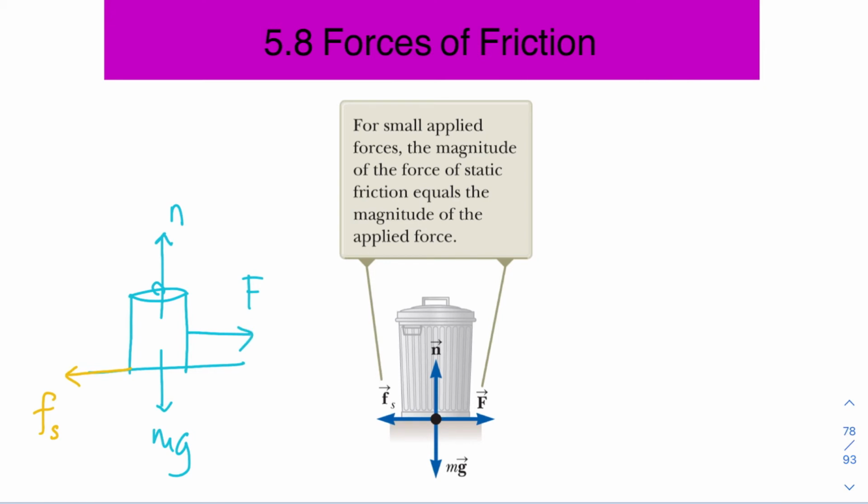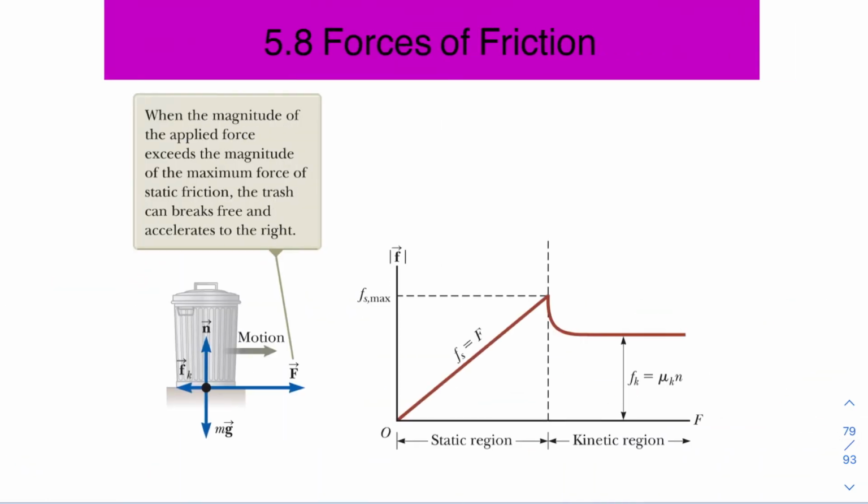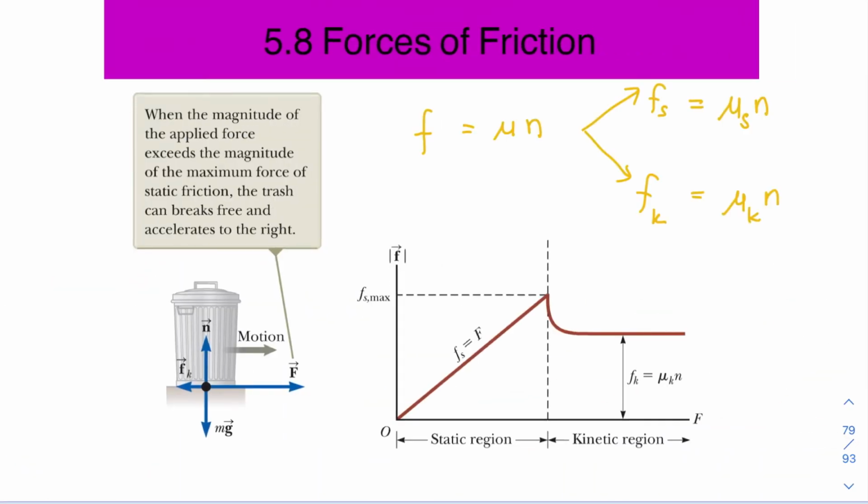This continues until it reaches one maximum value, then the object on the verge of moving is going to move, according to this graph. Frictional force is equivalent to mu N. This is the general equation. Mu is a constant coefficient of friction, and N is the normal force. Since we have two types, static and kinetic frictional force, we may write the equation in terms of mu s N or mu k N.